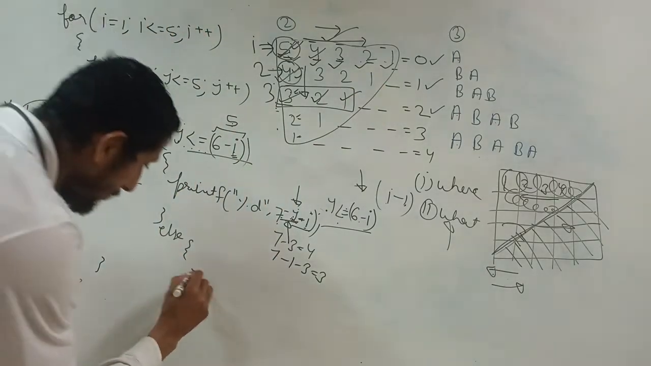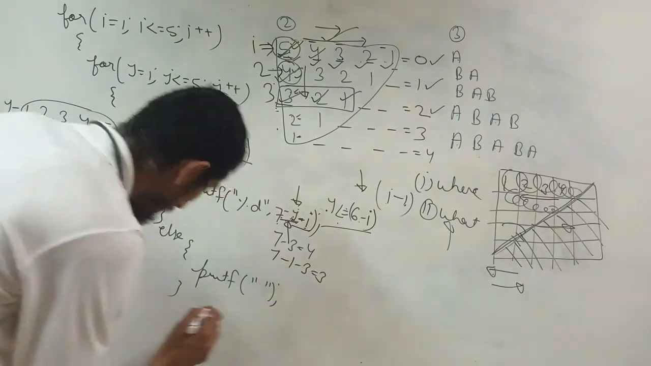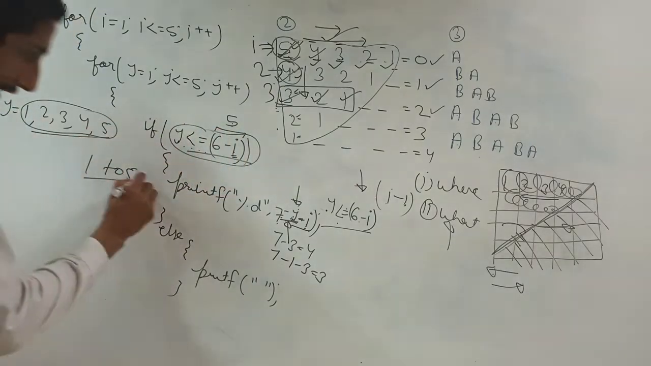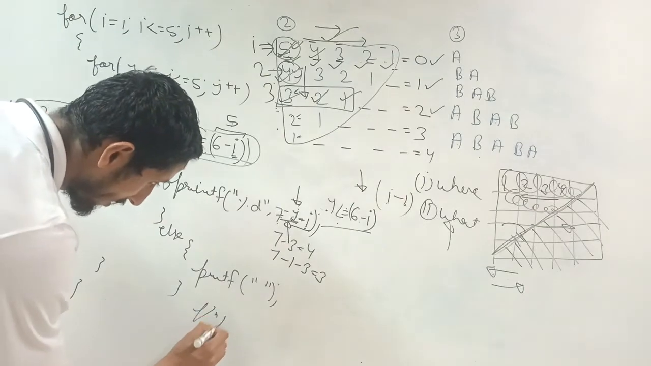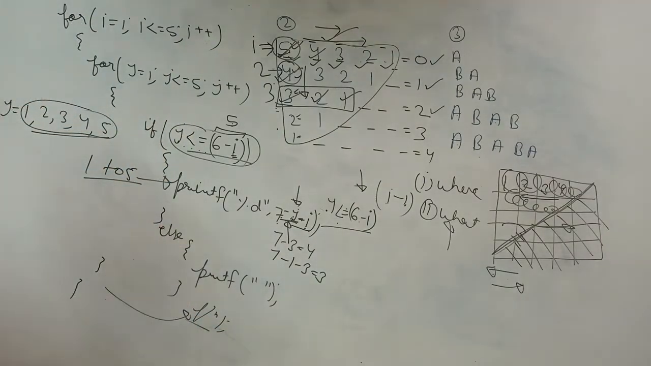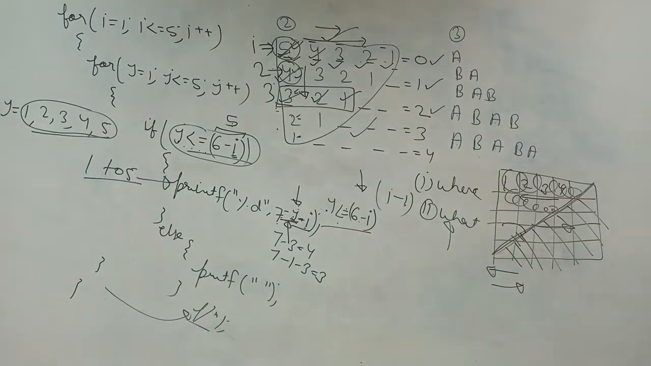Let me put printf with some space. This will decide where it has to be printed and what has to be printed. And you can put a slash n, not here, you can put the slash n. So we have completed pattern number 2. Then let me start with pattern number 3.